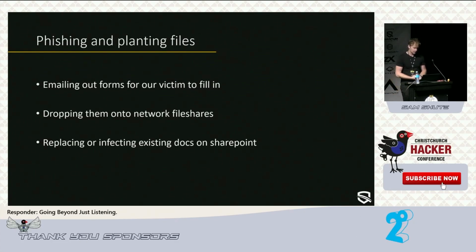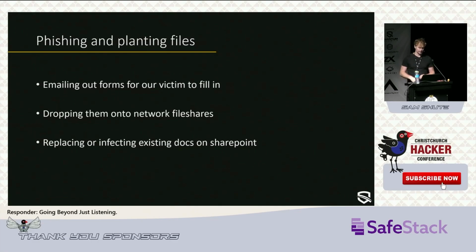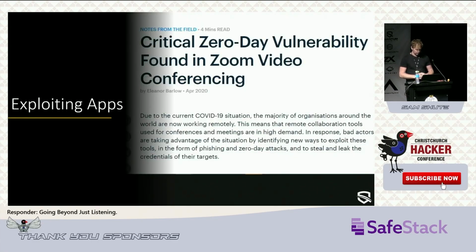So where do we put these files? Like I was saying before, we were trying to do phishing for this originally, so emailing them out to a victim worked pretty well. You can also put them in lots of other places. You can drop them on network file shares. You can replace existing documents in SharePoint. This one works pretty well if you can find things that people are actively editing. You just take a copy of it, add your malicious insertion, and put it back up there. Cool.